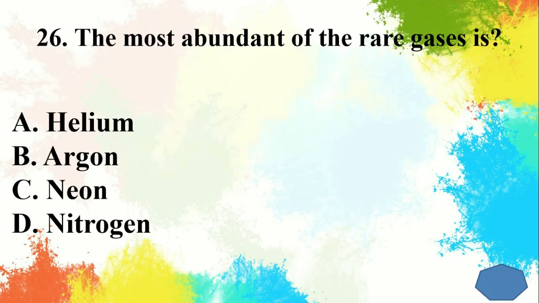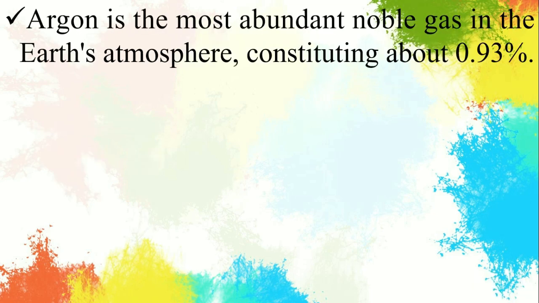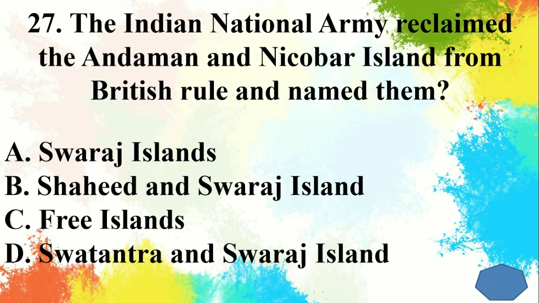Question 26. The most abundant of the rare gases is? Answer: argon. Argon is the most abundant noble gas in the Earth's atmosphere, constituting about 0.93%.